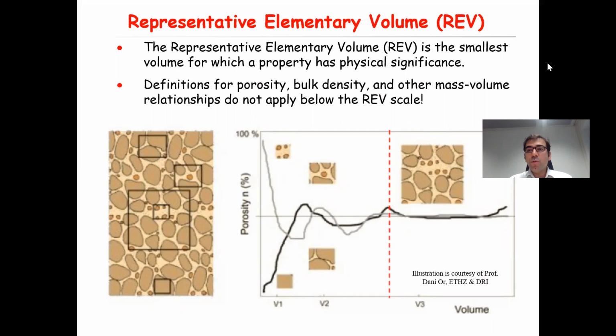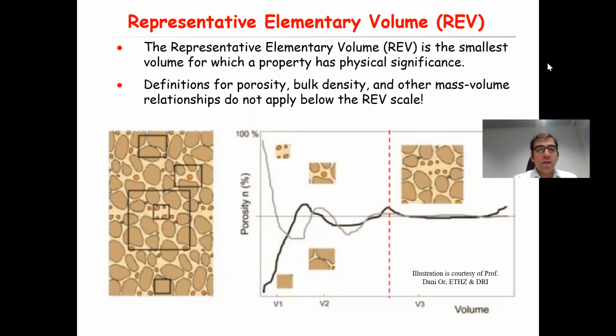REV is the smallest volume for which a property has physical significance. So what does it mean? It means when you want to measure a quantity, the size of the sample that you use to measure the quantity should be large enough to represent the entire domain, okay? And REV is the smallest size that is enough to represent the entire volume. Let's look at this example.